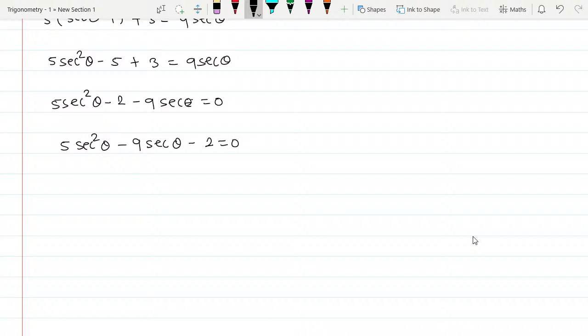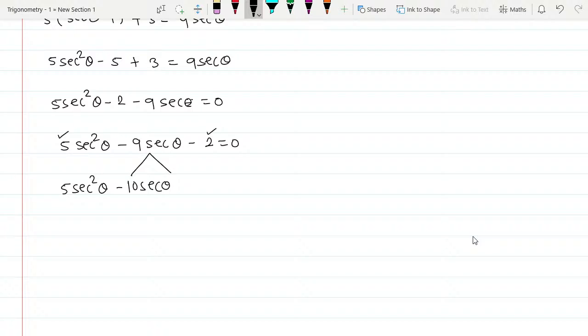Now see here, what roots will we get? I have 5 and I have 2, so 5 into 2 becomes 10. I want the addition to be 10, but I have 9, so what I will do is add 1 and subtract 1. So 5 sec square theta minus 10 sec theta. Why minus 10?